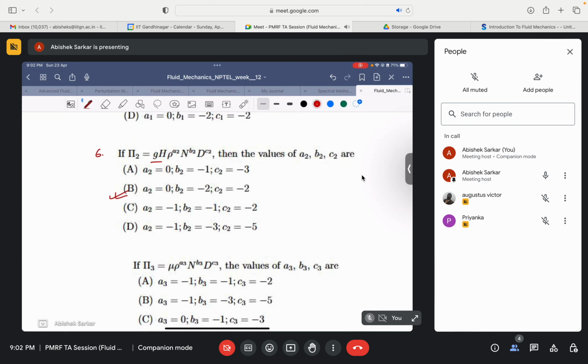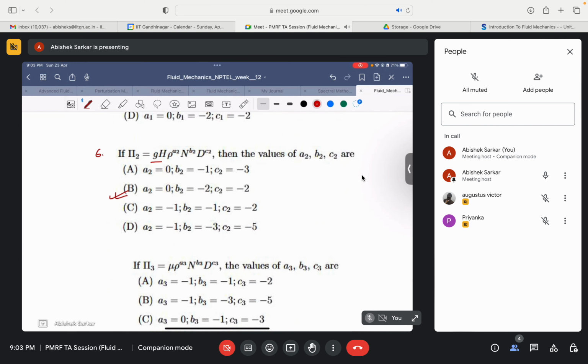It's quite simple actually. Just mathematical manipulations and calculations. Simple algebraic equations, not at all difficult. But as I told you, the most crucial part is the initial part, that is choosing the repeating variables. And here they've already given us, but we might have done it using mu instead of rho. That could also have been one of the options.